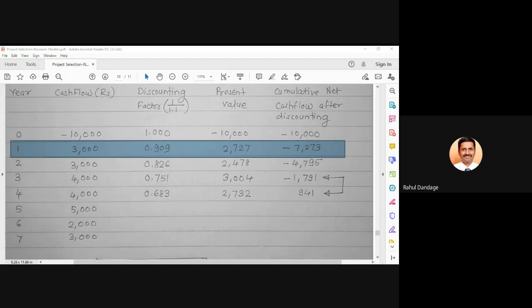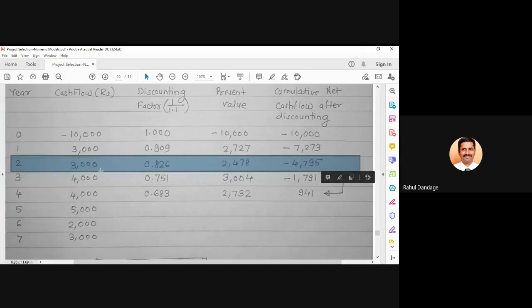So now you can see, if you go for period number 2, 3000 is given in the problem, 0.909 multiplied by 1 divided by 1.1, that is 0.826. 0.826 multiplied by 3000 is 2478. This 2478 minus 7273. So cumulative will be minus 4795.